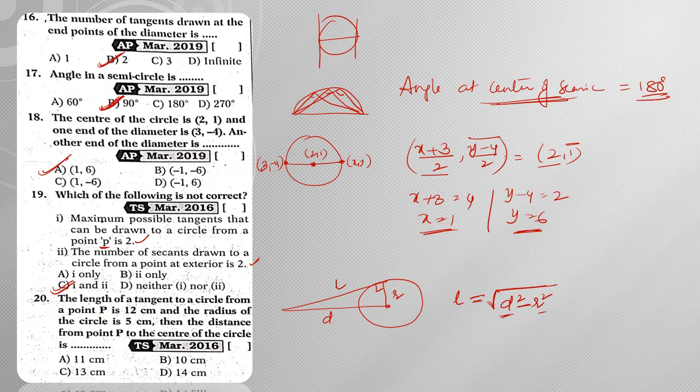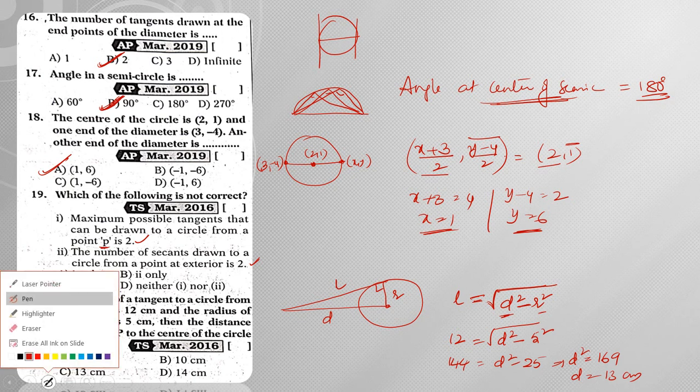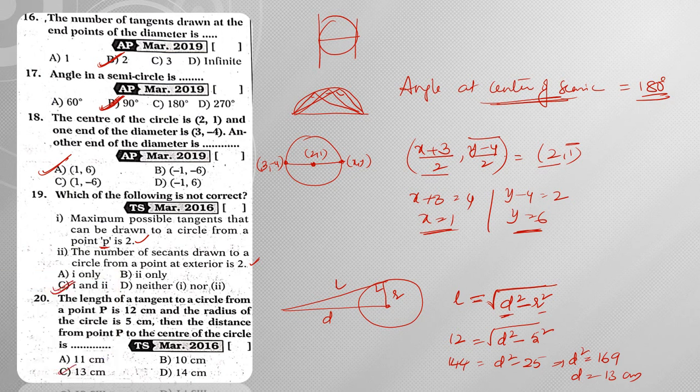Now substituting the values. The length of the tangent is given as 12. So 12 is equal to root over d square, where d is the distance I need to find, minus the radius 5 square. Now when you transpose this square root, it becomes square. So 144 is equal to d square minus 25. From this, d square is equal to 169. So d is equal to 13 centimeters. Hence the answer is 13 centimeters.